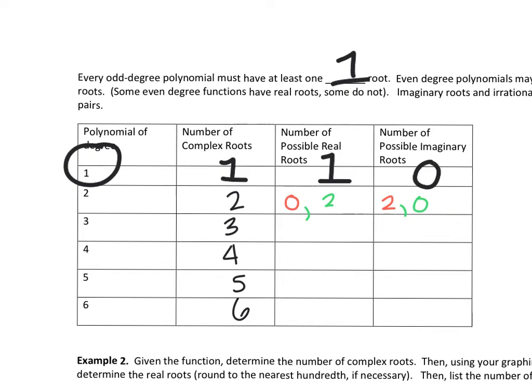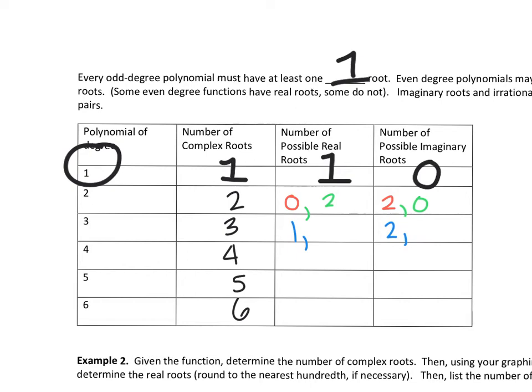So you could either have 0 real, 2 imaginary, or 2 real, 0 imaginary. If it's degree 3, remember this is odd, so it has to have at least 1 real root. So if it has 1 root, 1 plus 2 is 3, and that works because imaginary roots have to come in groups of 2. So can you have 0 real roots and 3 imaginary? No, because you can't have an odd number of imaginary.